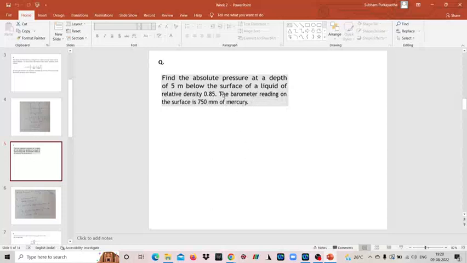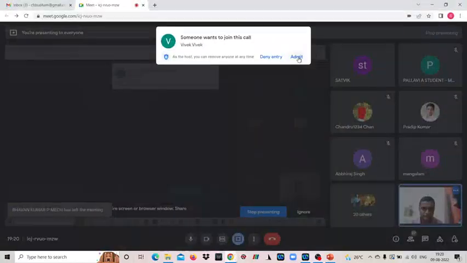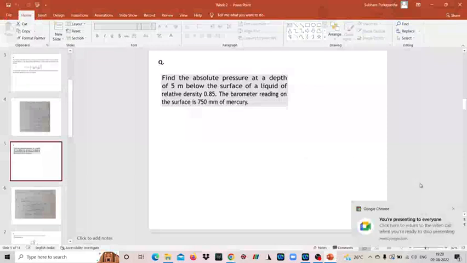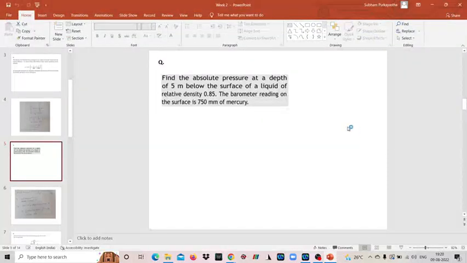Now what is the function of a barometer? To measure the local atmospheric pressure. Since in the question it is asked to find the absolute pressure, you definitely need the local atmospheric pressure, so that's why the barometer reading is given to you. And the relative density of the liquid is given as 0.85, so you can easily compute the density from this relative density. And then at a depth of 5 meters you have to find the absolute pressure. So please try this.